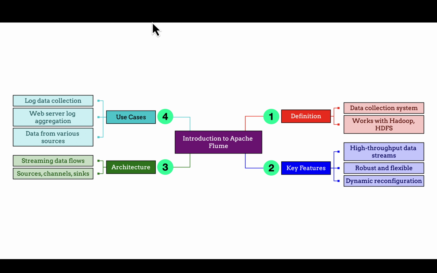4. Use cases. Flume is widely used for log data collection, in scenarios like web server log aggregation, collecting data from various sources, like social media, IoT devices, and moving it into Hadoop for further analysis.